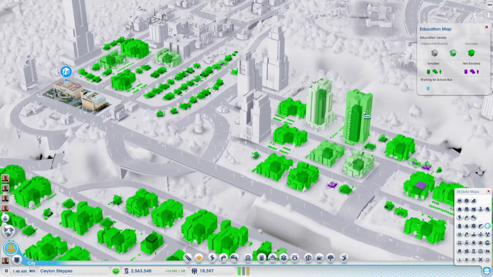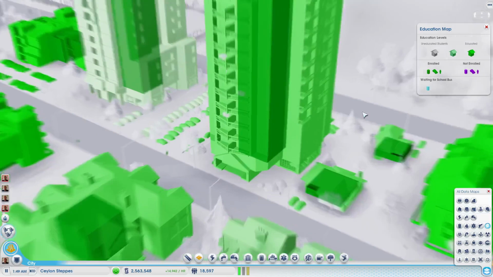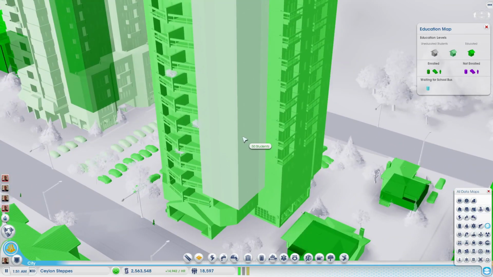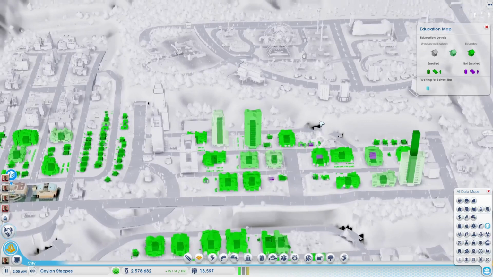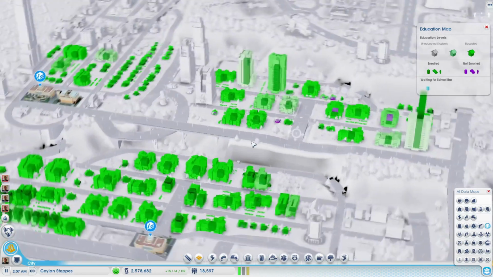So the thing that's really important, let's zoom into one of these homes. So it's showing 50 students. It's really important to look at this. It says 50 students. It does not say 10 grade school students, 20 high school students, and 20 college age students. It simply says 50 students. The simulation, all it cares about is providing education to students.